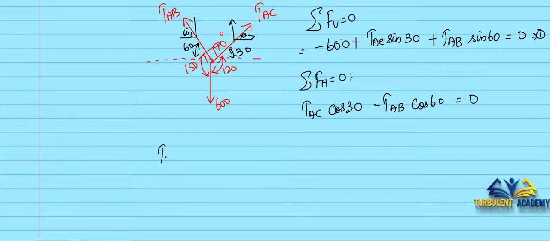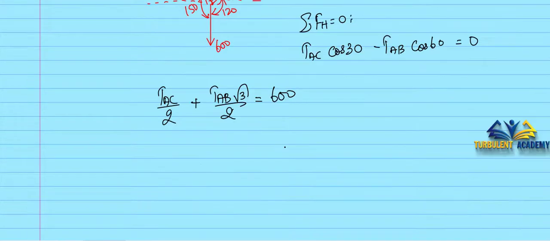TAC into 1 by 2, which is TAC by 2, from this, sin 30 is 1 by 2, right? So next is sin 60, which is TAB into root 3 by 2. Okay, so minus 600 will go to the right hand side, would be 600. So this is the first. Let's take this as equation A.